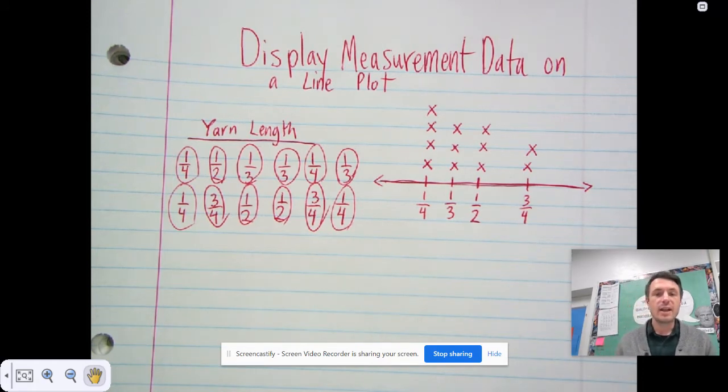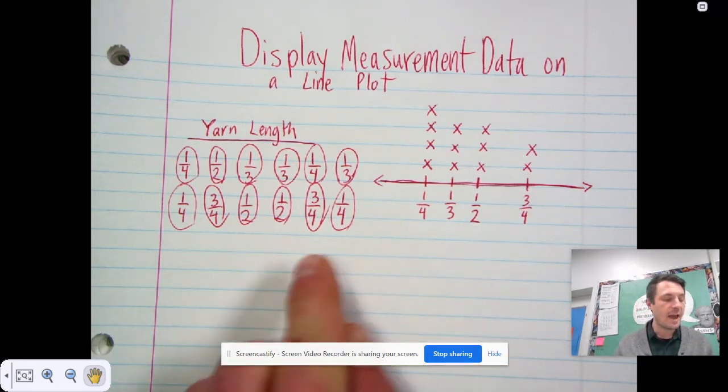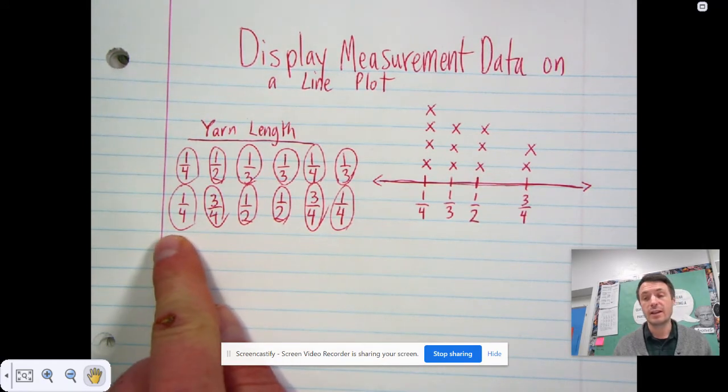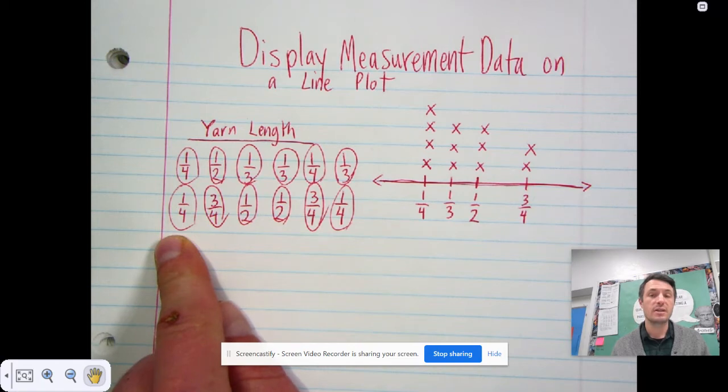Okay, now the second thing in today's lesson is how to find the fair share. And what that means is if all the pieces of yarn were the exact same size, but you still had the same amount of yarn total, how long would each piece of yarn be? And the way you find that out is by adding all the pieces of yarn together and then dividing that by the total number of pieces of yarn.